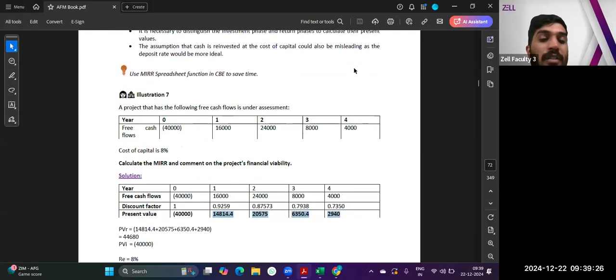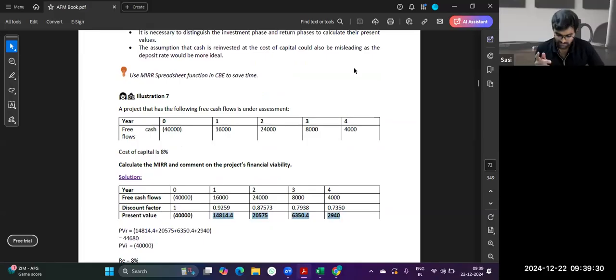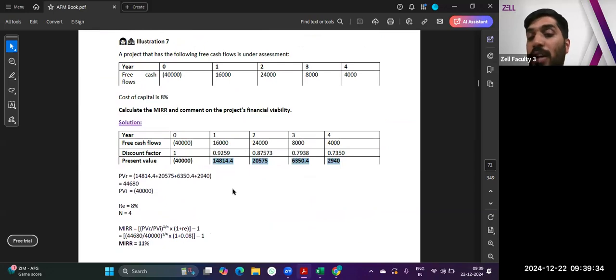Can you please calculate what is the MIRR you are getting? So 11.03%. That's fine. You can round it off. You can keep it to 2 decimals. You can round it down. Anything you want to do is absolutely fine. Everyone has got 11%.